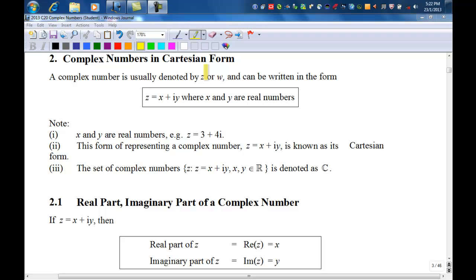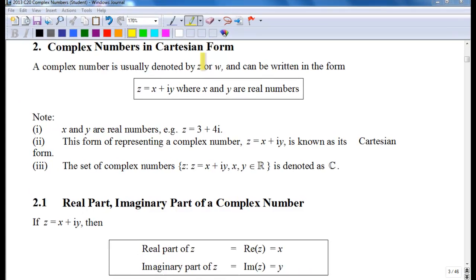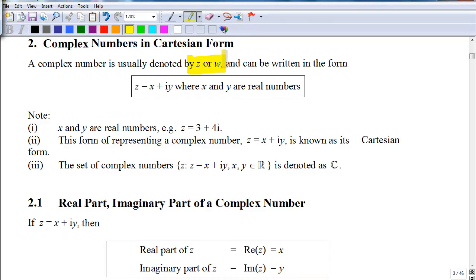Now, a complex number is usually denoted by the letters Z or W in the A-level exams. We can write Z in this form: Z equals x plus iy, where x and y are real numbers. Examples of this would be Z equals 2 plus i, or W equals minus 3 minus square root 3i. This form of representation is known as its Cartesian form.